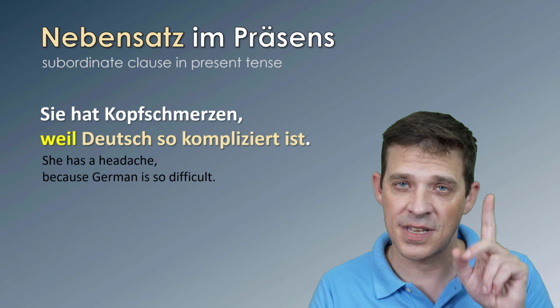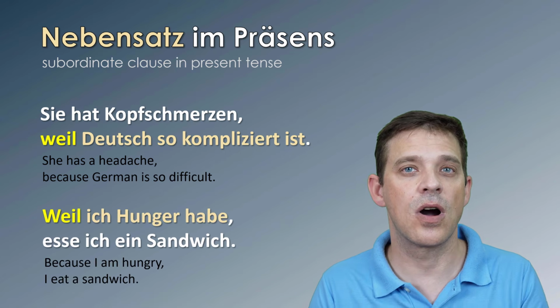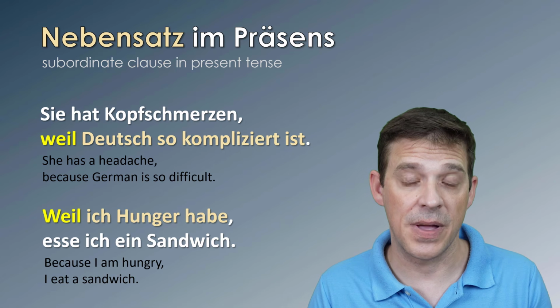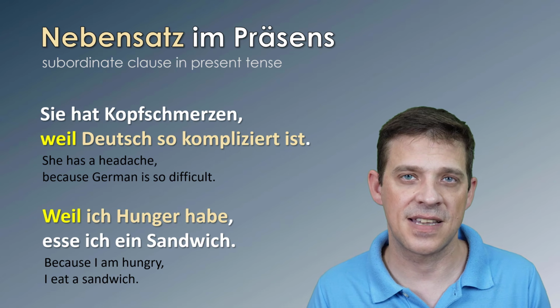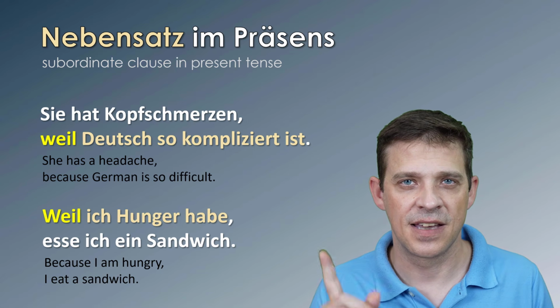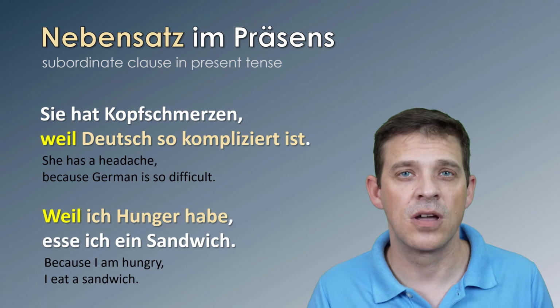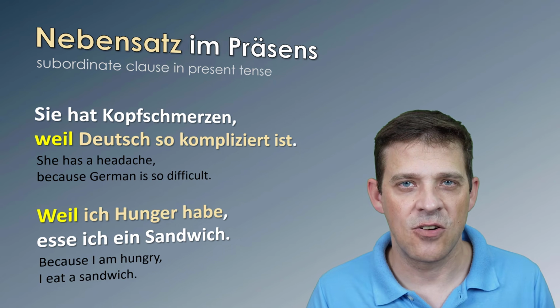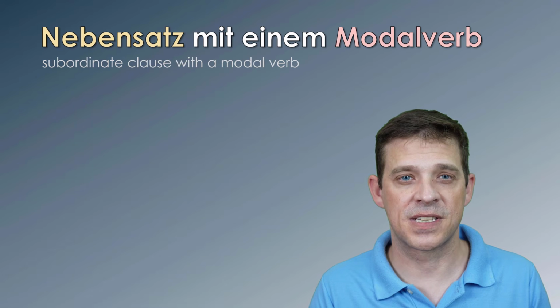Or the other way around, and another sentence: Weil ich Hunger habe, esse ich ein Sandwich. So first the subordinate clause and then the main clause. This is the situation for normal present tense examples. Now let's go to modal verbs.